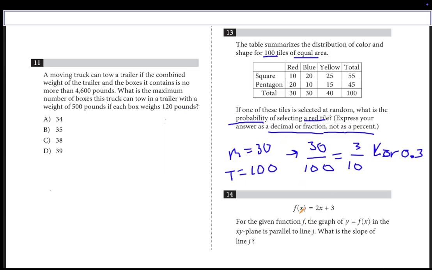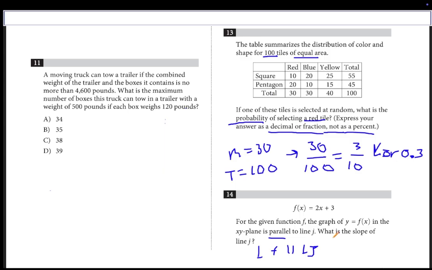So for number 14, it states f of x is equal to 2x plus 3. For the given function f, the graph of y is equal to f of x in the xy plane is parallel to line j. What is the slope of line j? So here, this is just a simple concept problem. So we're going to have line f is parallel to line j. So let's test a simple concept. What is the concept of a parallel line?